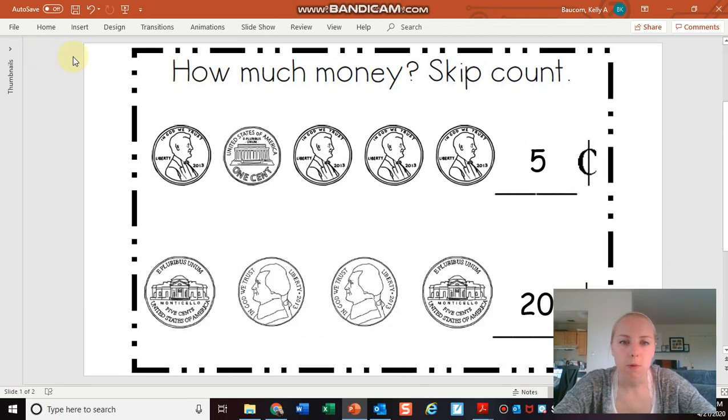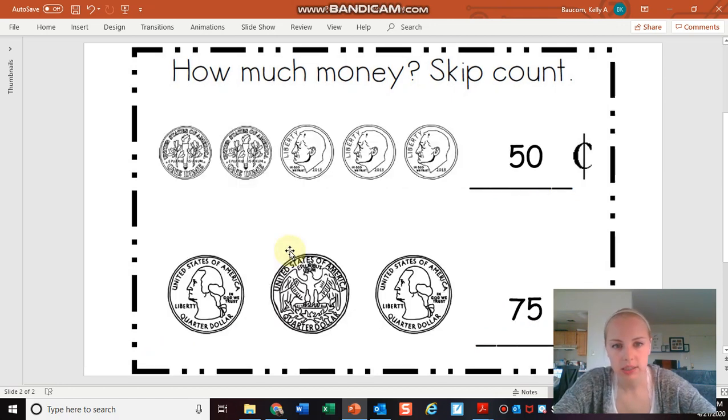So let's review. 5 pennies is worth 5 cents because each one is worth 1 cent. 4 nickels is worth 20 cents because each one is worth 5. 5 dimes is worth 50 cents because each one is worth 10. And 3 quarters is worth 75 cents because each one is worth 25.